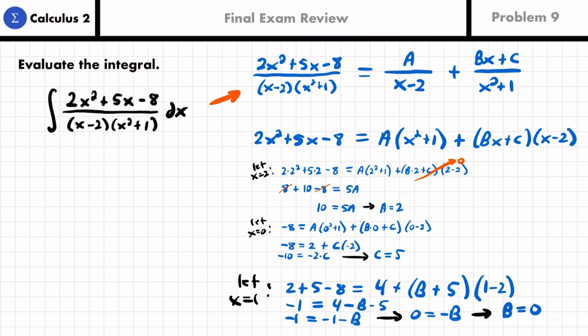And now we have the values for all 3 of the constants. We know that a is 2, b is 0, and c is 5. So we can replace a, b, and c in our partial fractions here, and we will be able to use those fractions to rewrite this integral into a form that we can actually integrate. Okay, so let's replace them here. We know that a is equal to 2. We know that b is 0, so 0 times x is 0, just leaving you with c, which is 5. So we'll have 5. Okay, so this fraction that we started with in our integral can be rewritten as 2 divided by x minus 2 plus 5 divided by x squared plus 1.